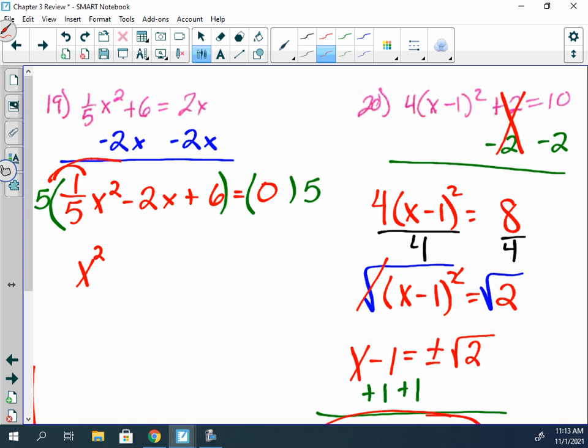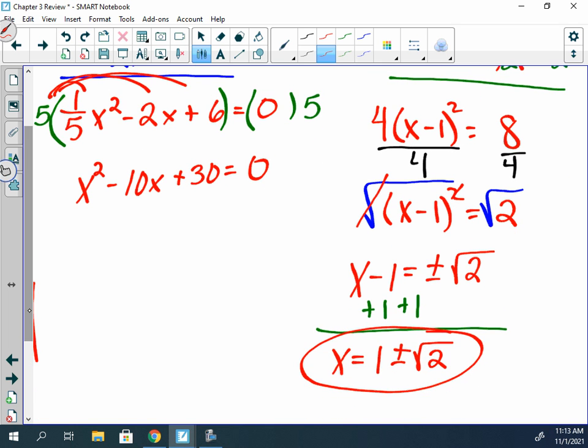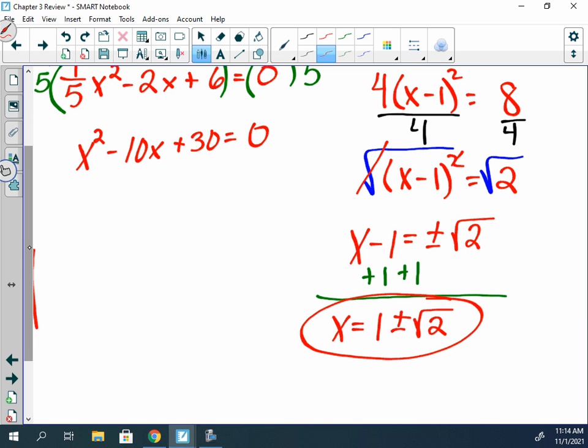Now we do have to multiply through the rest of it. 5 times -2x is -10x, plus 30 is equal to 0, because 5 times 0 is 0, and 5 times 6 is 30. The reason we did this is just to eliminate that 1/5. We could have left it in there and used completing the square, which would have simplified it out, or the quadratic formula would have worked with it just fine. But by multiplying through by that 5, it's going to make it a little bit easier to work with.